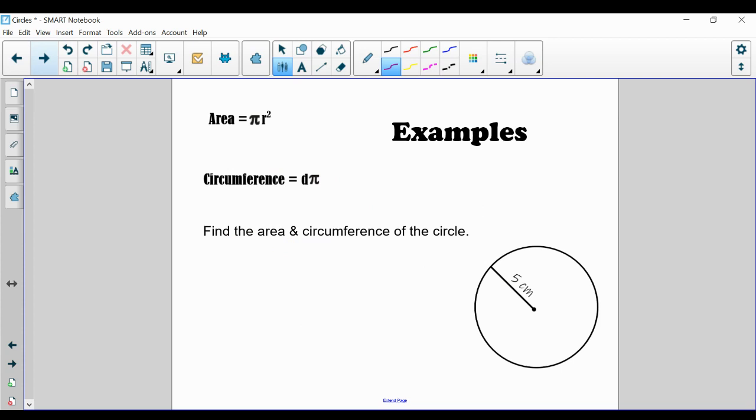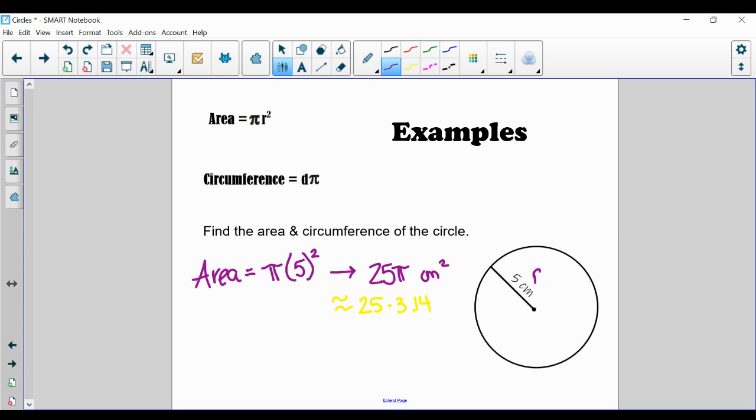Our first example here has a circle, and hopefully you're able to identify that this is the radius. The radius is 5 centimeters. So if I'm going to find the area, it is going to be pi r squared, so 5 squared, and that's going to give me an answer of 25 pi, and then my units are going to be centimeters squared. It's important to note here that this is the most precise answer when I leave it in terms of pi. You could do 25 times 3.14, but that's going to be an approximate answer. This purple answer is the most exact.